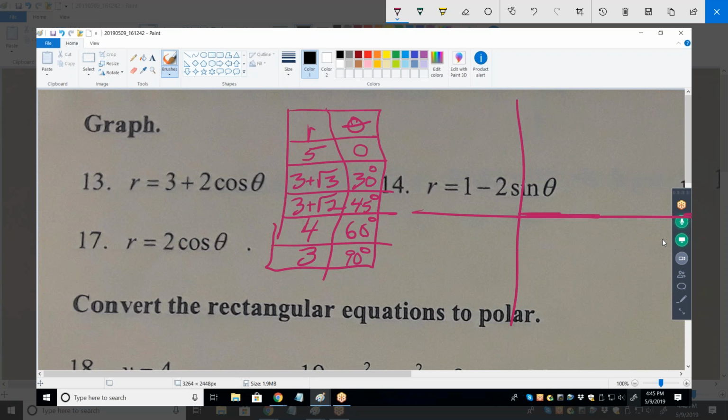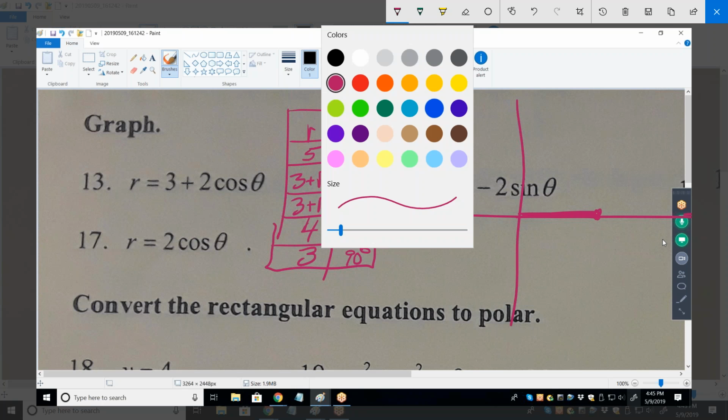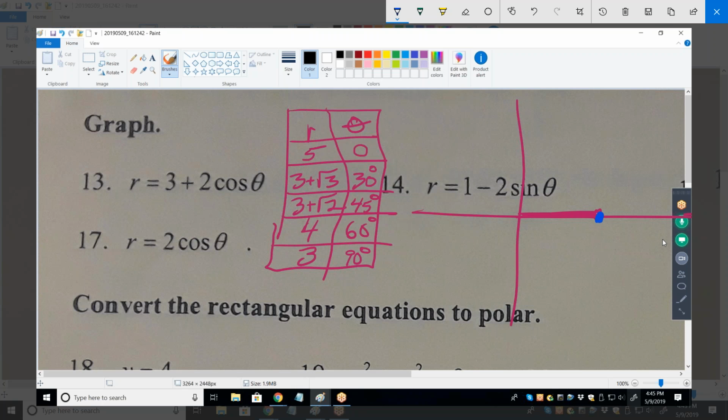So 0 degrees is that line right there. So what's the length of that line? 5. So that dot, I'm going to put my dots in blue. That dot goes right there. That is r, comma, 0. Now let's go up to the 30 degree line. What are the coordinates of that? Hold on. 3 plus root 3, which is like 4.7, so it's closer.